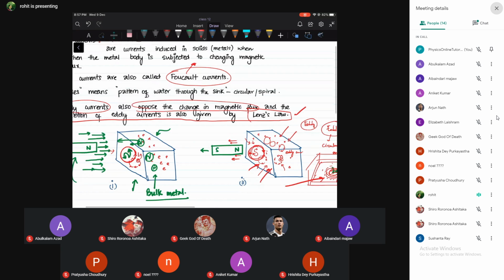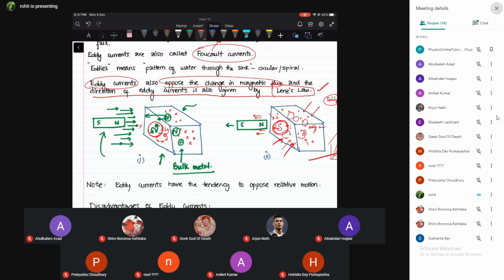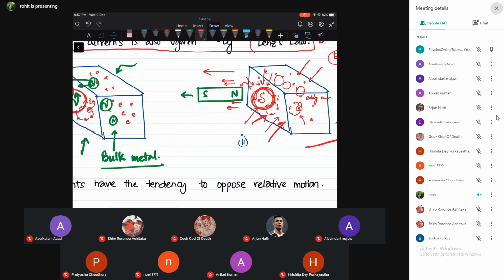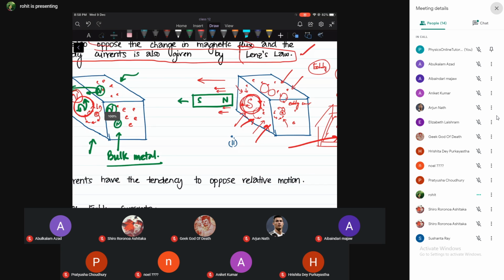Now the important point is this: when we brought the magnet closer and closer, because the north pole is developed, it does not let this magnet come much closer. And when the magnet wants to go away, this south pole is developed here, and again this south pole, developed by this bulk piece, does not want this north pole to go away. So what do you think? Is it helping the motion or is it destroying the motion? What do you think?